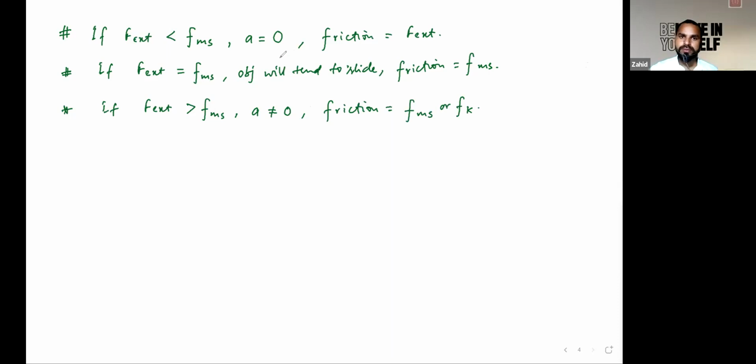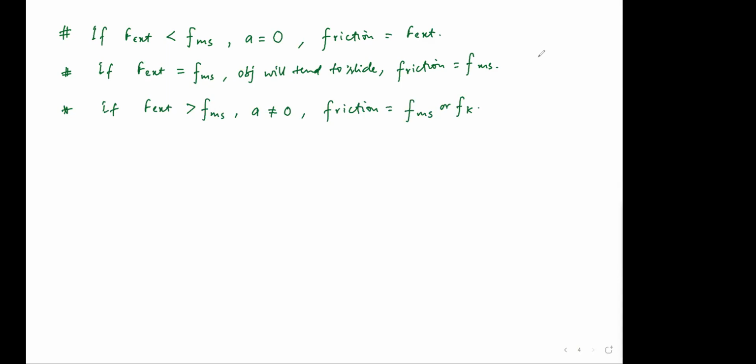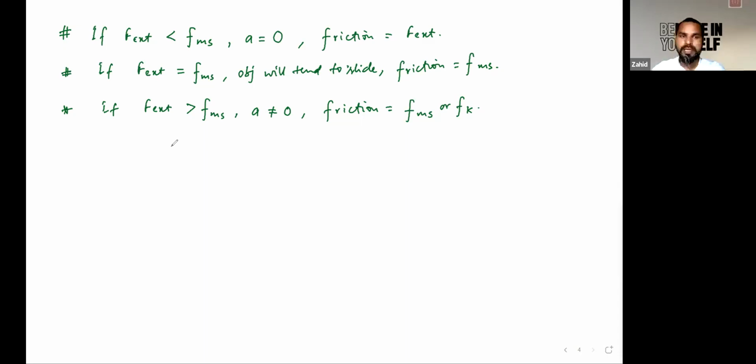Just remember these three statements regarding frictional force. Hamza, is it clear? Yes, sir. Now, I'm defining some formulas to calculate this particular frictional force. So there are some laws of friction.